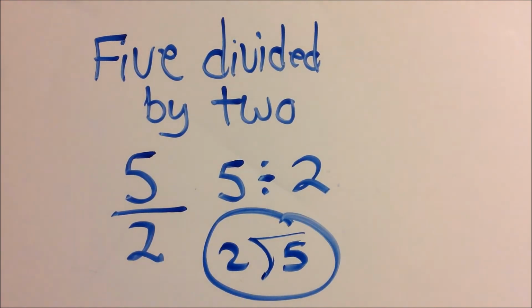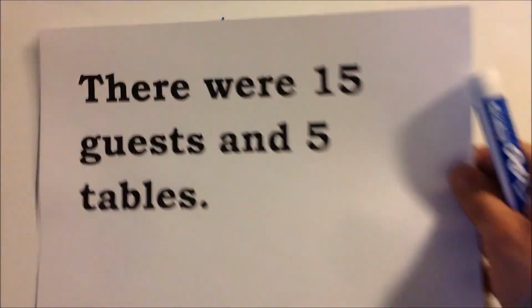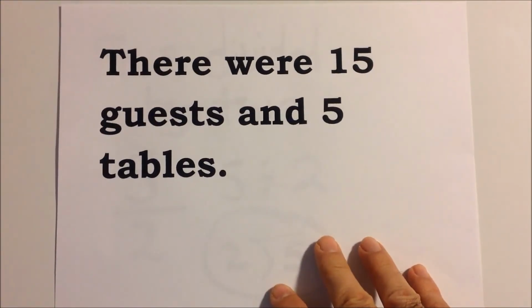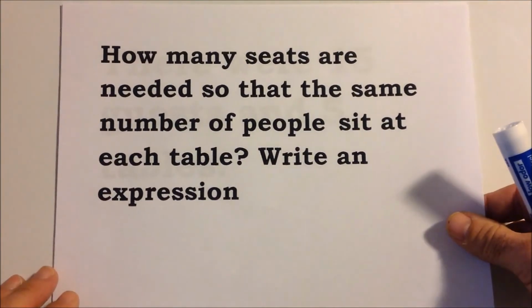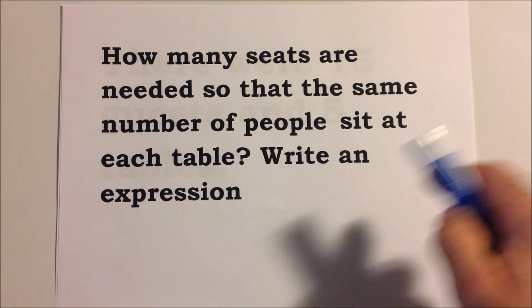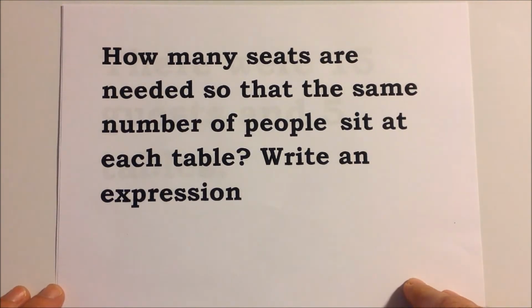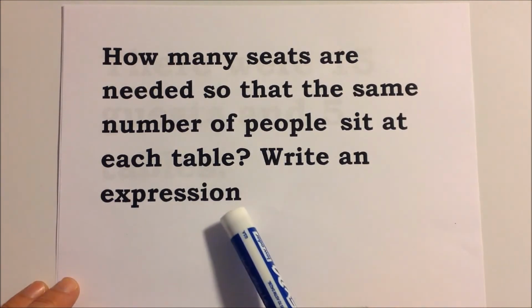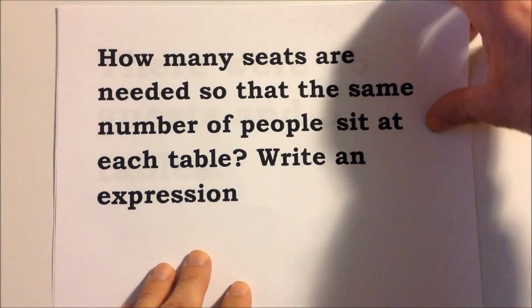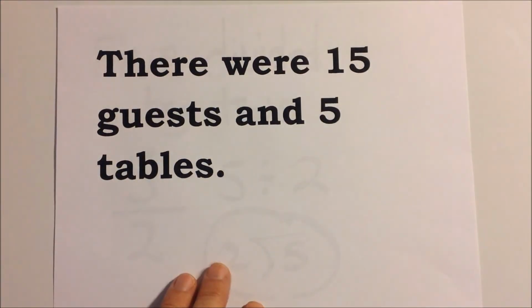Now what if you had this word problem? Let's say there were 15 guests, and you had 5 tables, and you have an equal number of seats. So the question would be, how many seats are needed so that the same number of people sit at each table? So you want each table to have the same number of guests. Now, we're not looking for the answer here. We just want to write an expression. How would we write an expression for that?